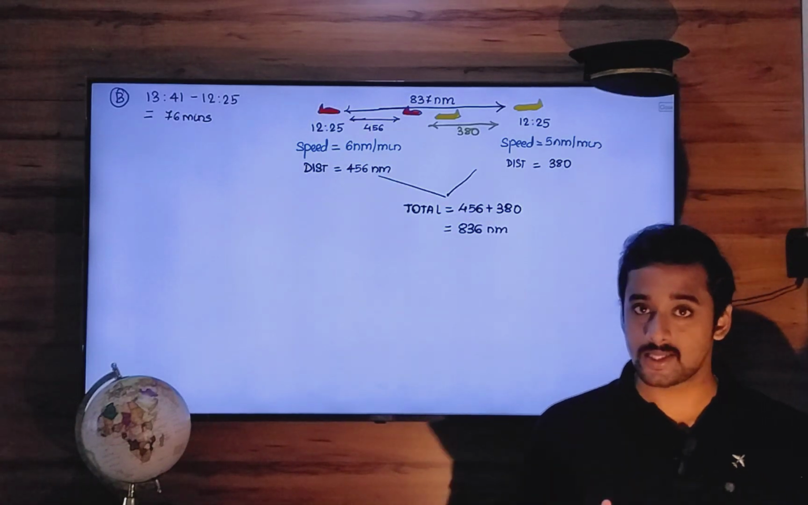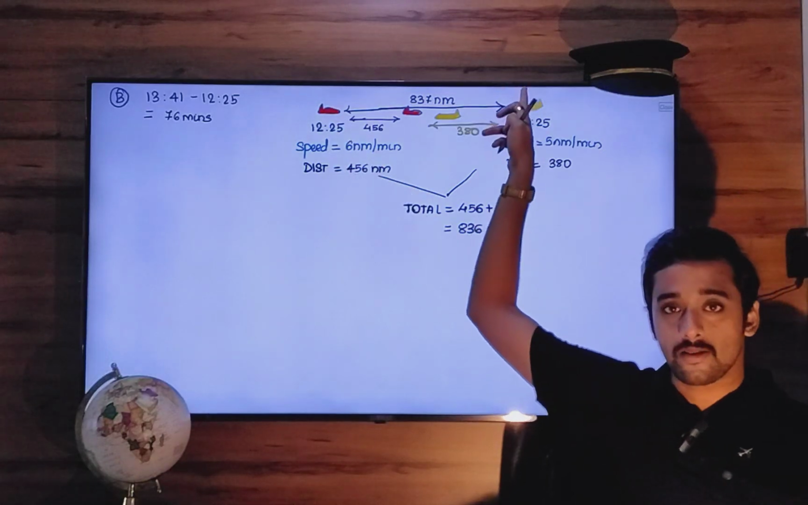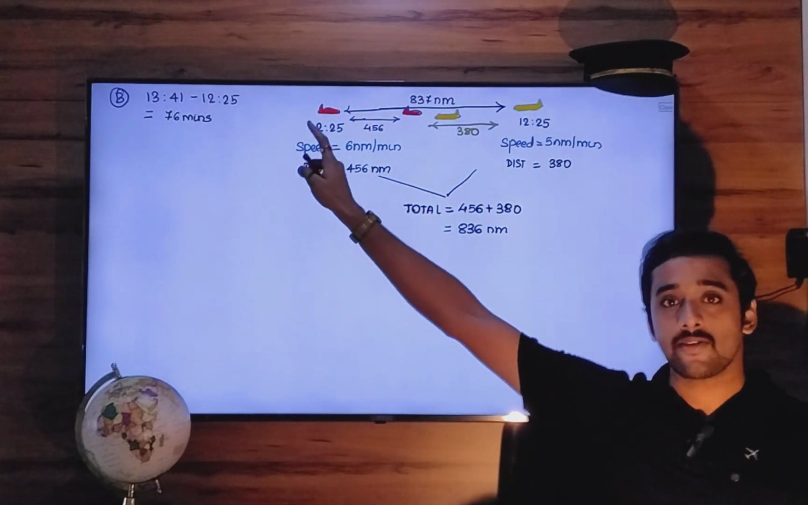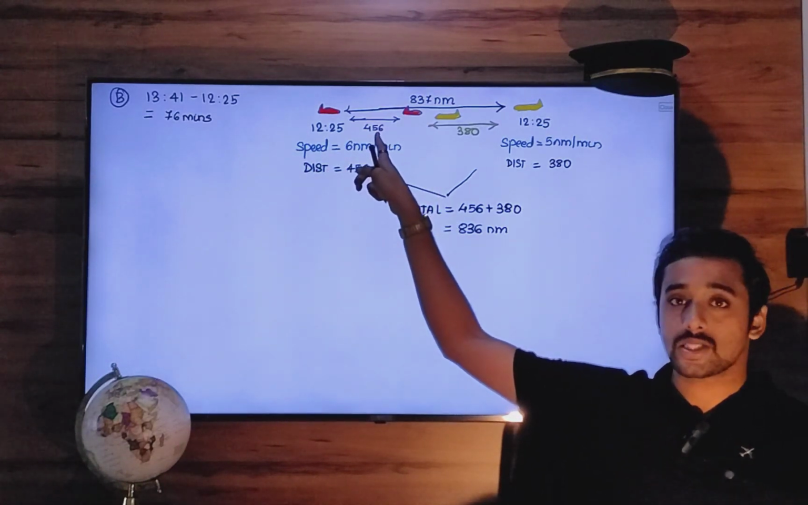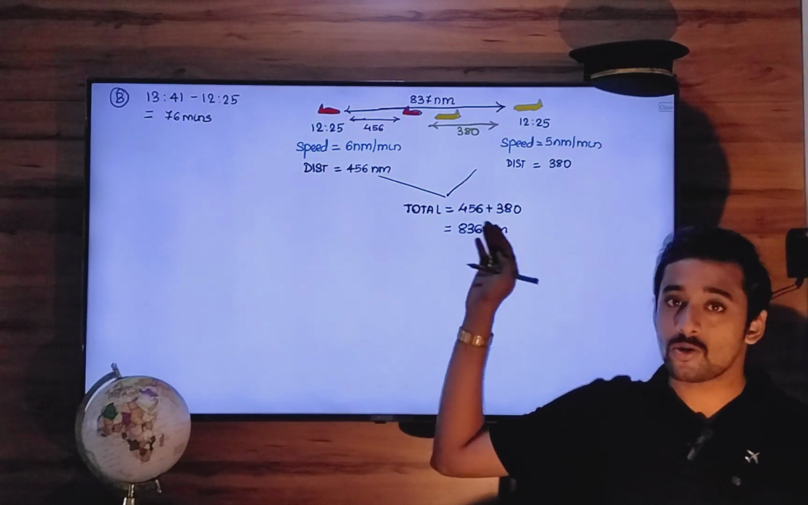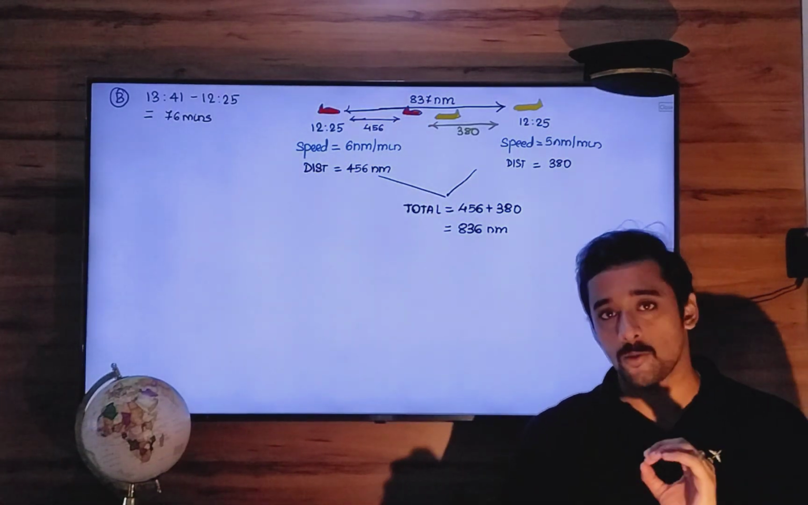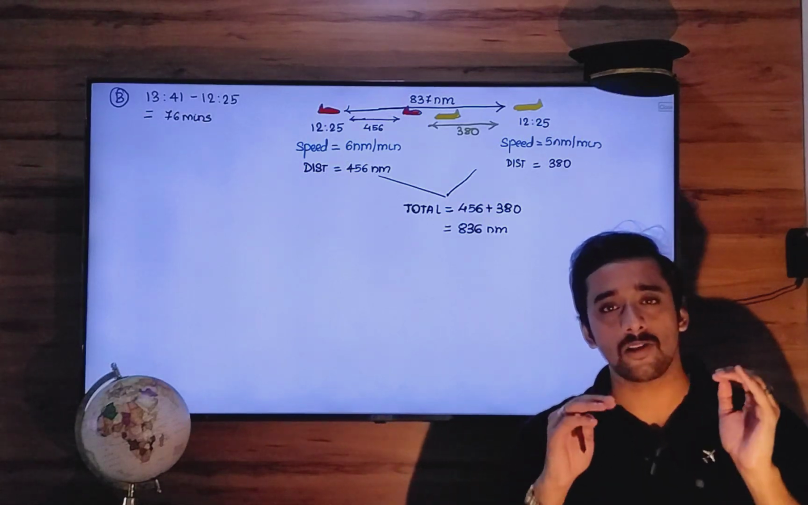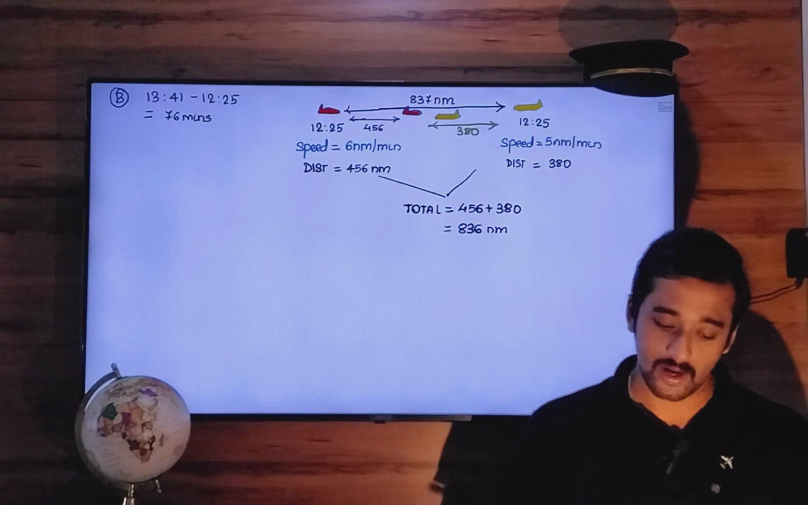Now we know that the total distance separating these two aircraft at the beginning is 837, right? And after traveling 76 minutes each, they have covered a total distance of 836 nautical miles, which is almost equal to 837 nautical miles. That means option Bravo is the correct option. At 13 hours 41 minutes, both aircraft will pass each other or will be very close to passing each other. So the correct option is option Bravo.